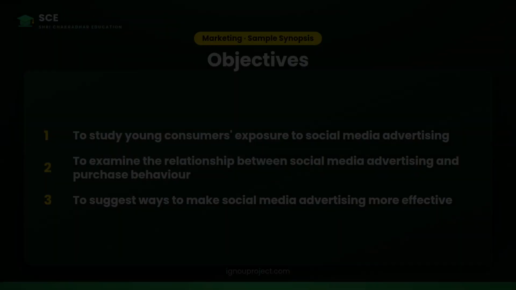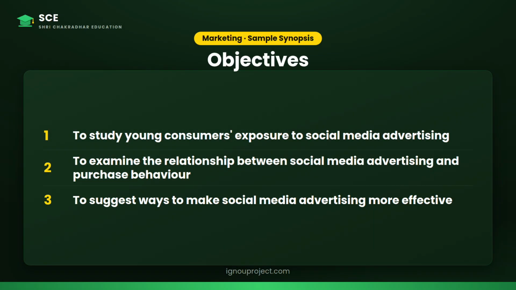Next, the objectives. Three, clear and measurable. 1. To study the level of exposure of young consumers to social media advertising. 2. To examine the relationship between social media advertising and purchase behavior. And 3. To suggest ways brands can make their social media advertising more effective.